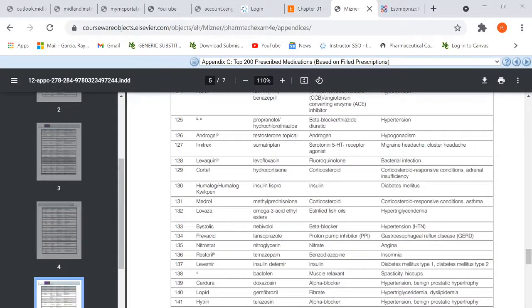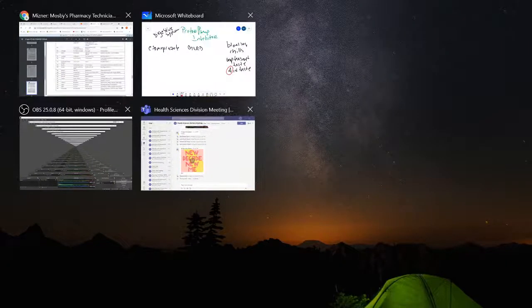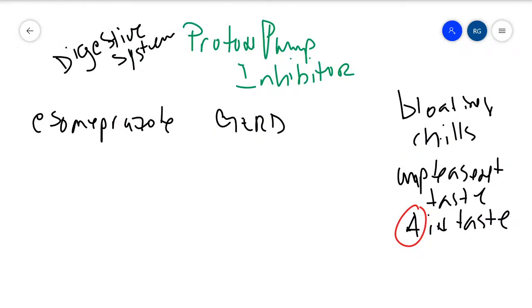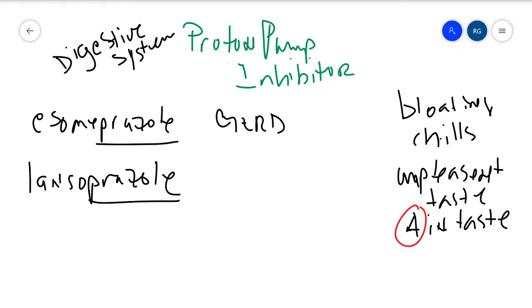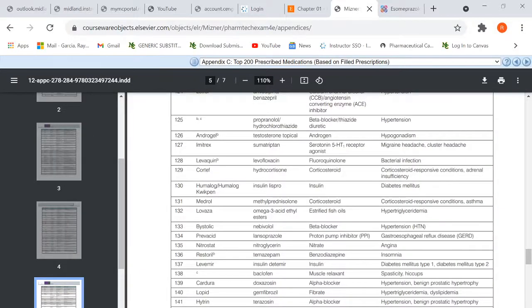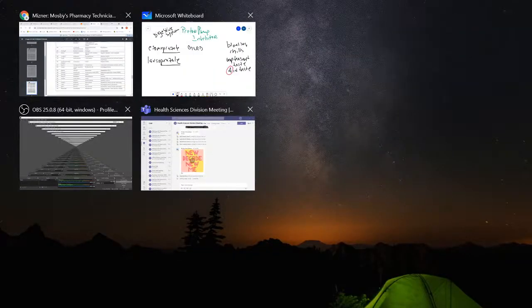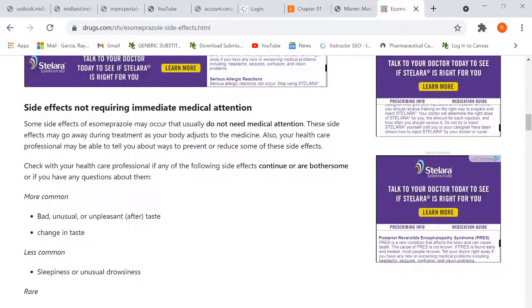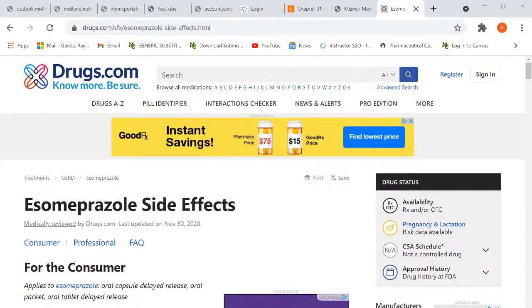Here's another one, lansoprazole or Prevacid. And look at how they're ending right here. So proton pump inhibitors ending in prazole. Again, we got GERD for GERD. So let's look at the side effect.